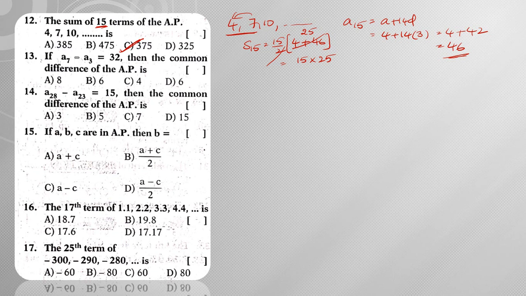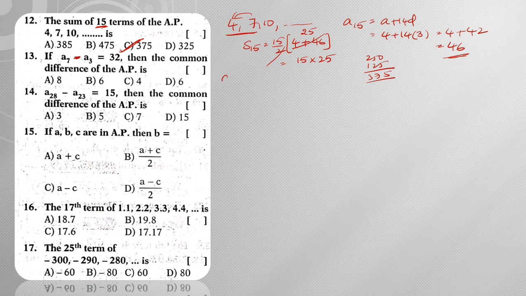Understood? So 25 times 5 is 125, and 250 plus 125, when you add it up, I am going to get 375. Hence the answer is 375. Next, a7 minus a3 is equal to 32.